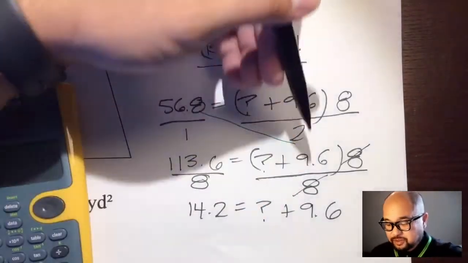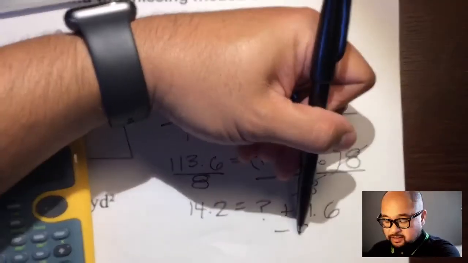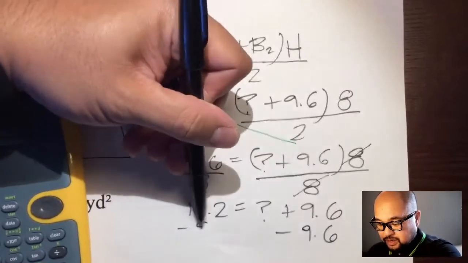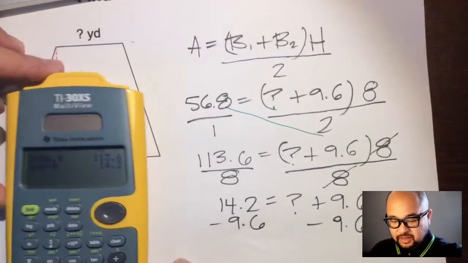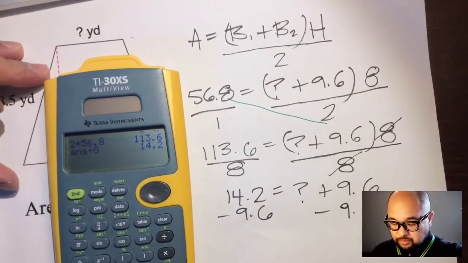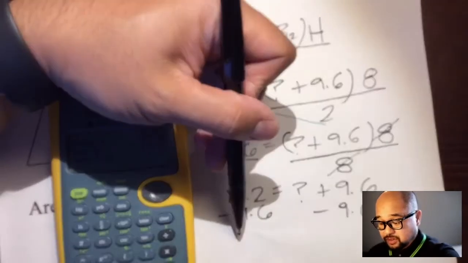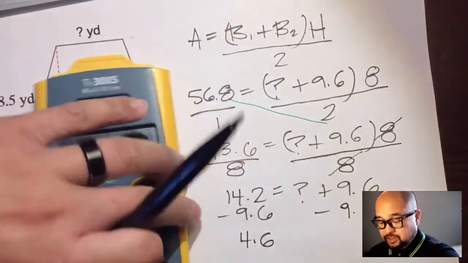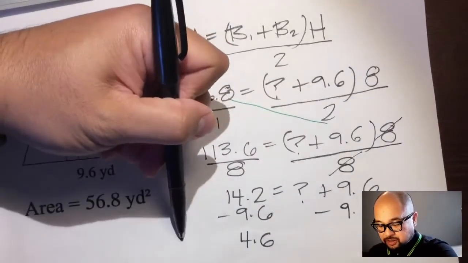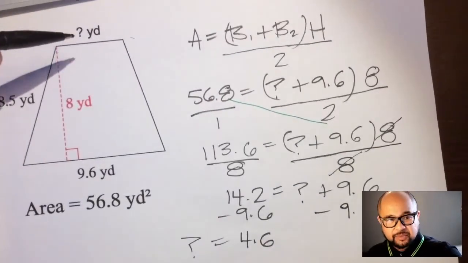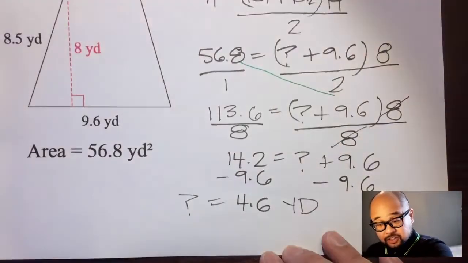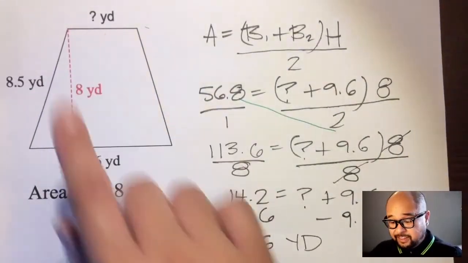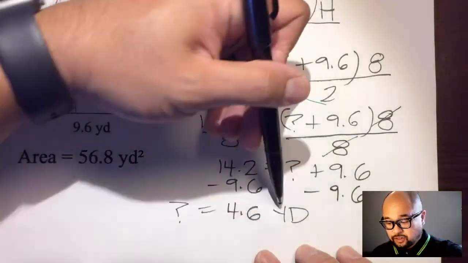And look at that. Look how simple that is. Last step, subtract both sides by 9.6. The opposite of positive 9.6 is negative 9.6. Let's get our calculators. 14.2 minus 9.6 is 4.6. There we go. 4.6. So question mark, which is one of the bases, is 4.6 yards. Not yards squared, because we were trying to find the length. So just 4.6 yards.